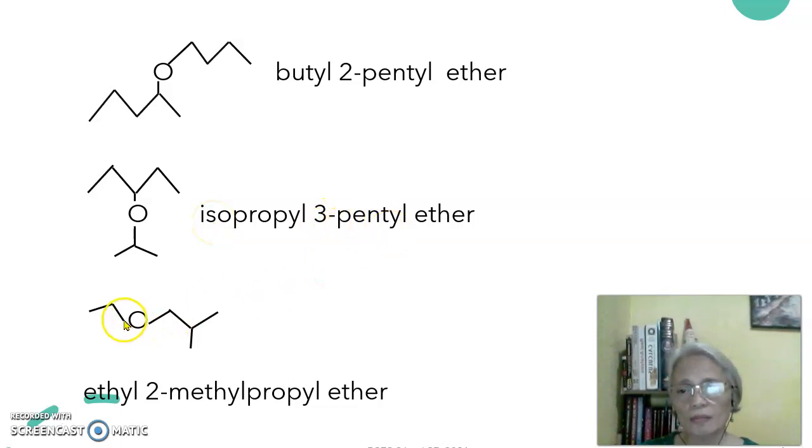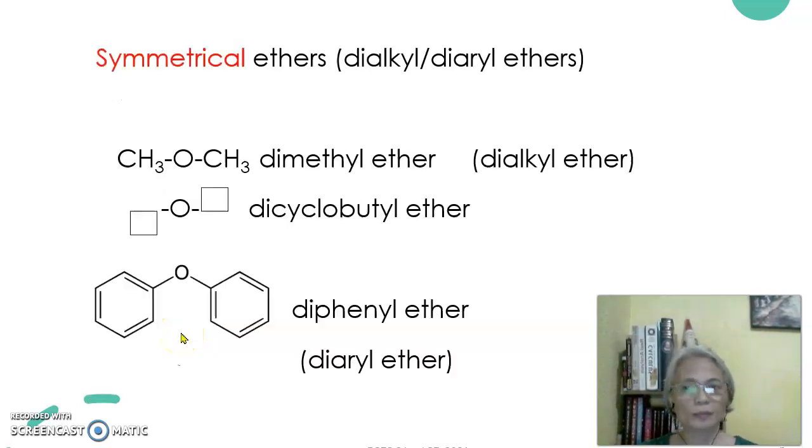And then we have the ethyl group, 1, 2, ethyl group. And then we have a 1, 2, 3, a propyl group with a methyl substituent at carbon number 2. So we have ethyl 2-methylpropyl ether. I hope you also recognize that this is isobutyl. So we can also call this as ethyl isobutyl ether.